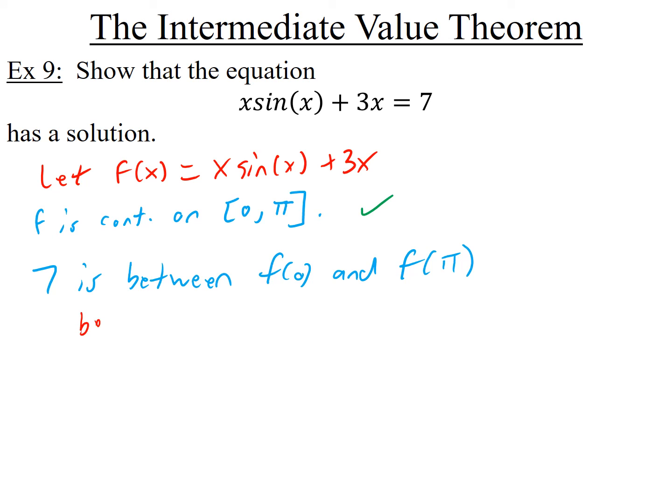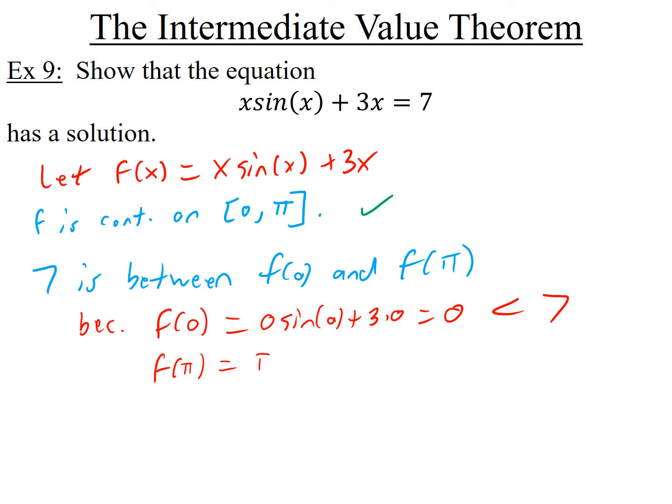That's because f of 0, if you plug in 0, we already did it, but okay, I'll do it again. 0 sine 0 plus 3 times 0. You get 0, and that's less than 7. And we do f of pi, you get pi sine pi. Remember, sine pi is 0, so that term is 0, plus 3 pi. So you get 3 pi, which is greater than 7, right? It's 9 point something. So 7 is between there.